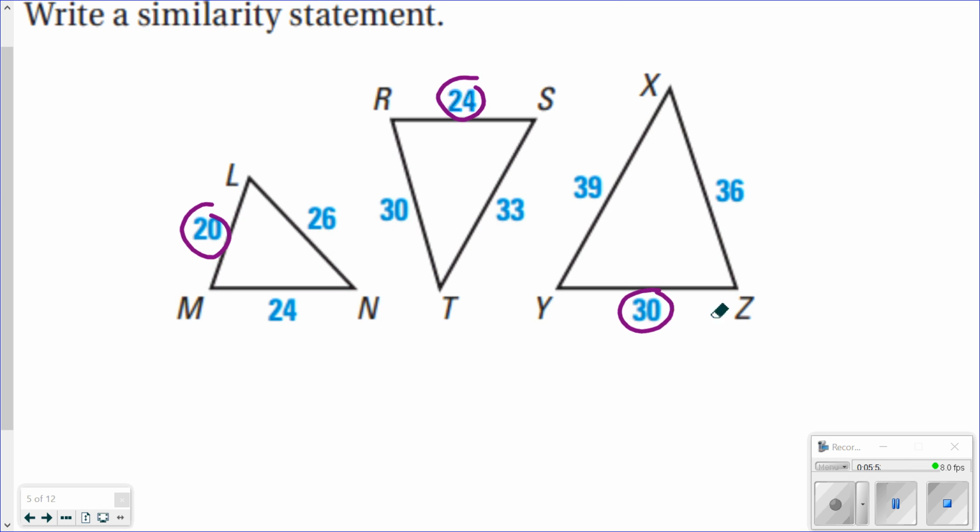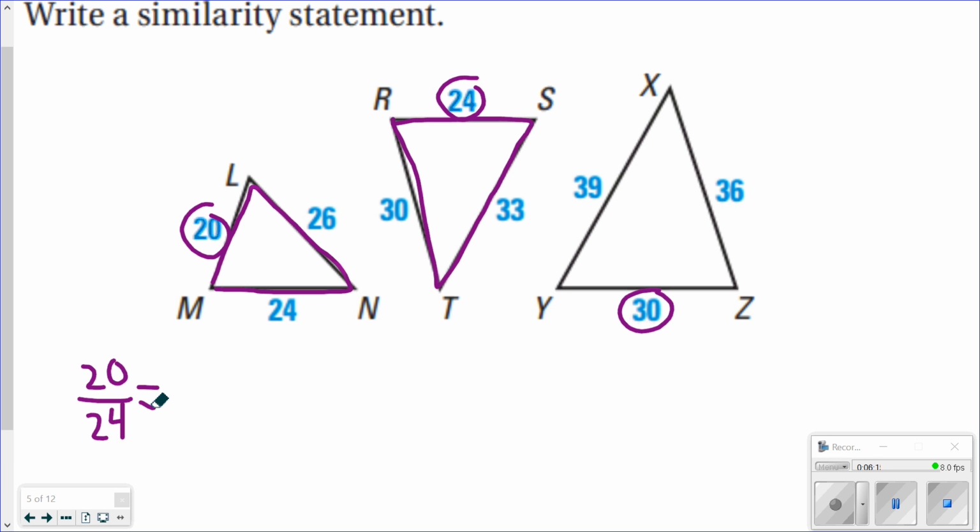All right, so let's focus on these two triangles. So the first one and the second one. Let's see if the ratios match up, meaning that they have the same scale factor. If they do, they would be similar. So I'm going to do 20 divided by 24.